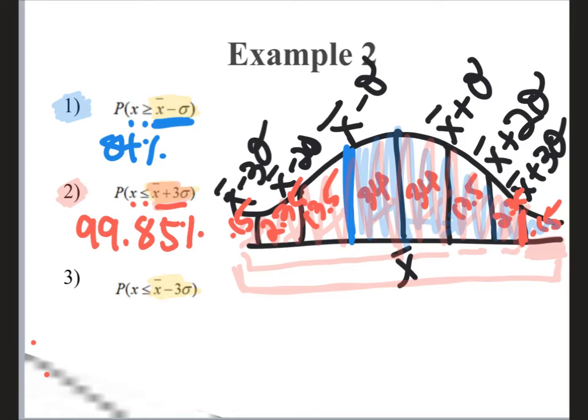Okay, number 3. Okay, it says I need X values that are less than or equal to mean minus 3 standard deviations. So mean minus 3 standard deviations is here. I need X values that are less than that, which is everything to the left. Okay, you only have one number there, which is 0.15. So your answer is 0.15%. Okay.